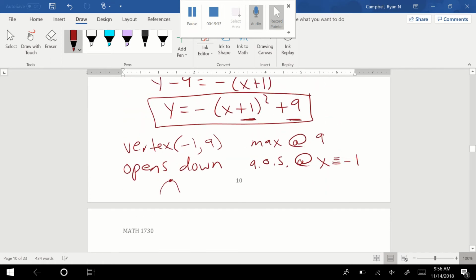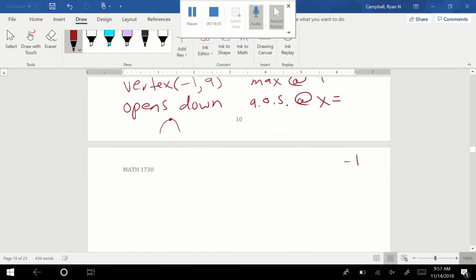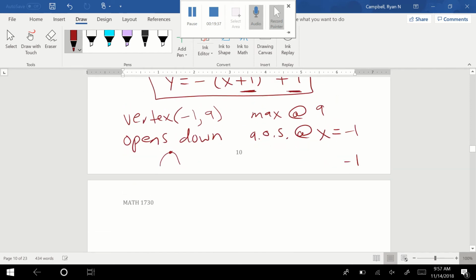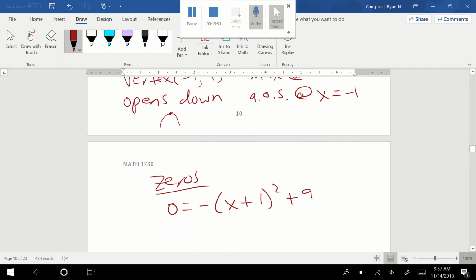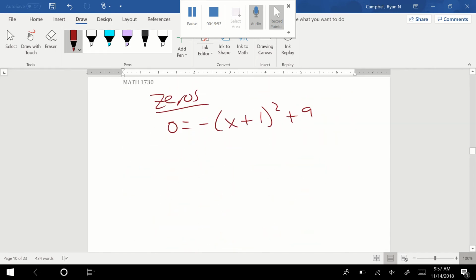So finding our zeros, we have 0 equals negative (x plus 1) squared plus 9. That's what we said, right? Yeah. All right, so we subtract that 9. Negative 9 equals negative (x plus 1) squared.